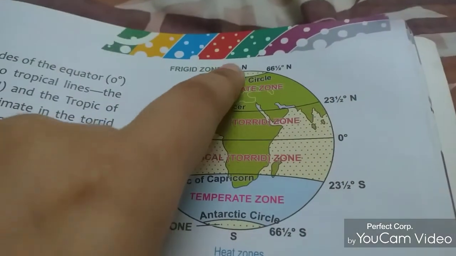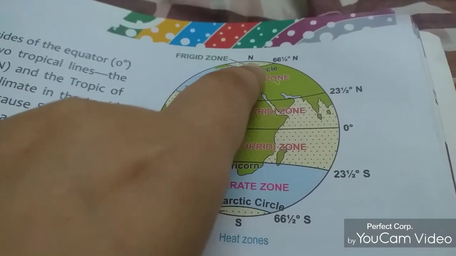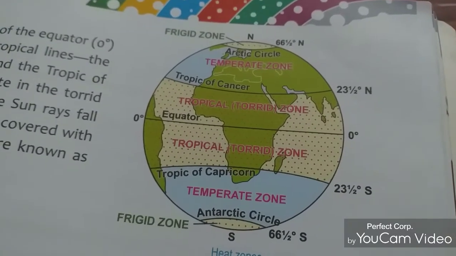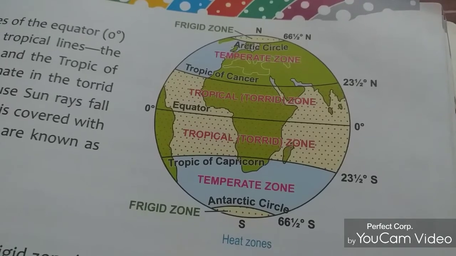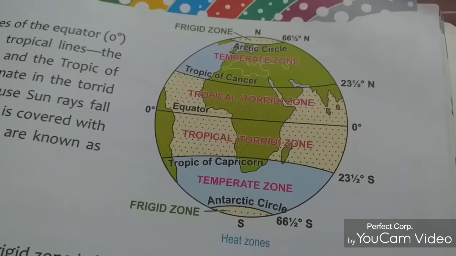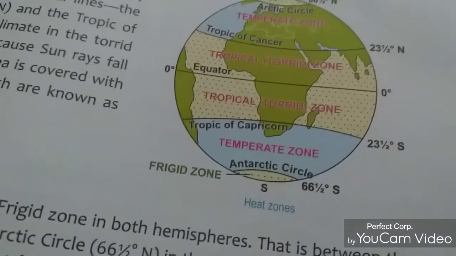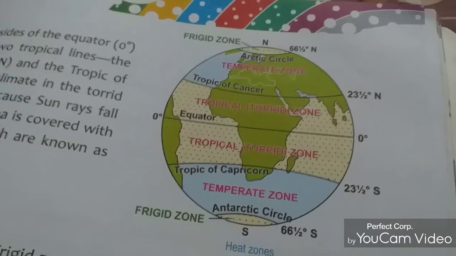So till the pole at 90 degree north, the frigid zone extends from 66.5 degree to 90 degree, the north pole, and this is known as the tundra region. The climate of this zone is very cold, because the sun rays are slanting and give very little heat. The summer is very short and winters are long, and this zone is famous for the midnight sun.